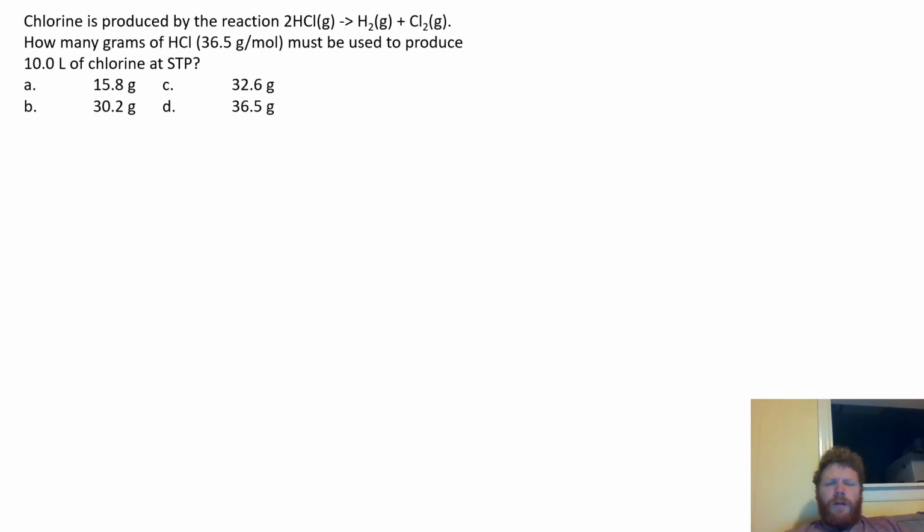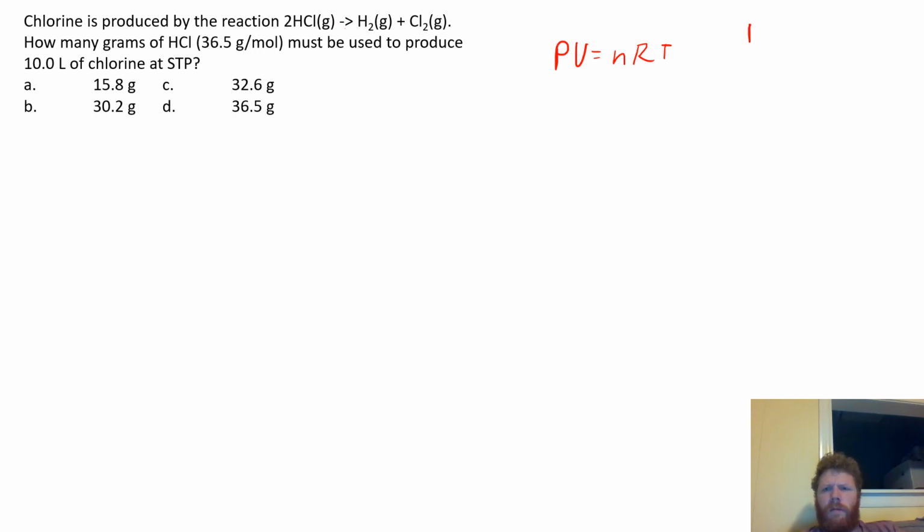Chlorine is produced by the reaction of HCl yielding H2 plus Cl2. So this is a decomposition reaction. How many grams of HCl must be used to produce 10 liters of chlorine at STP? Okay. So this question is asking in a more elaborate, indirect way about the ideal gas equation, PV equals nRT.